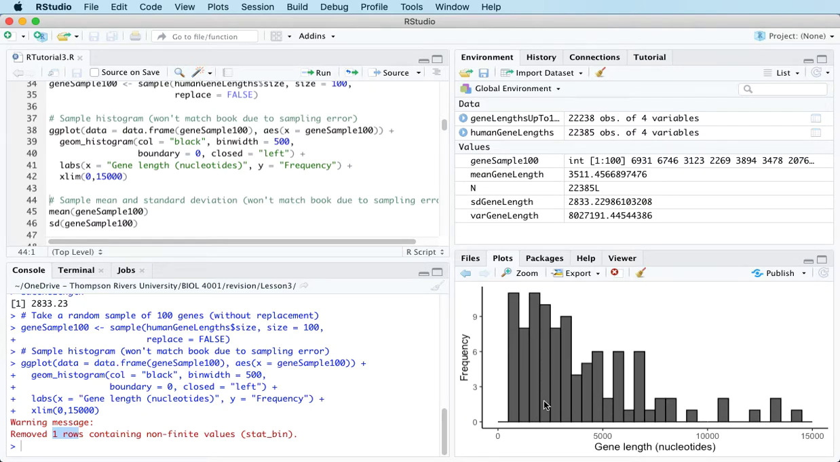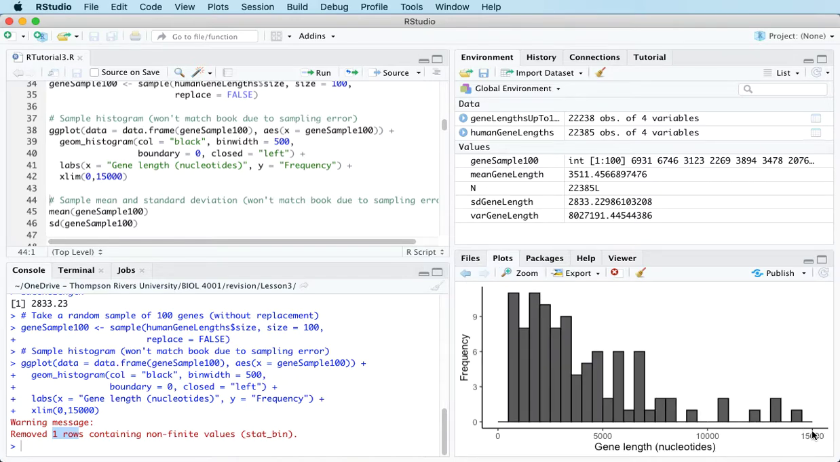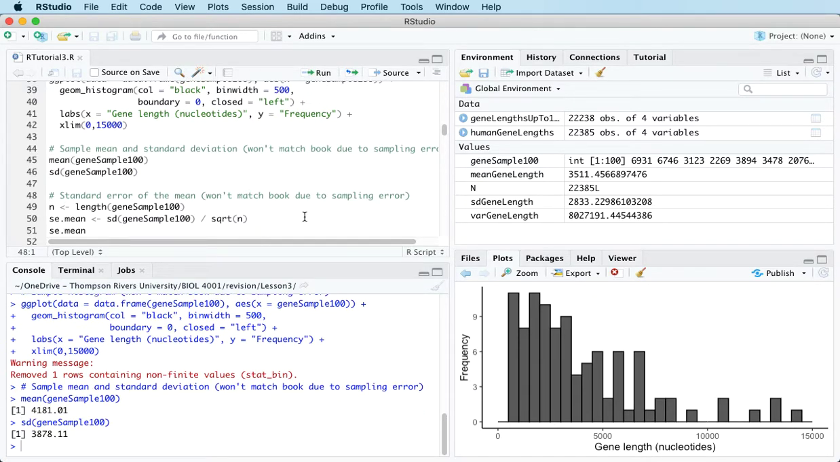And so in this case, because I want my histogram to match up with my population one, I'm truncating it at 15,000, and so this is simply telling me that in your sample you've got one value bigger than 15,000. Okay, so we have our sample now. We've taken a look at it in a histogram, and now I can calculate some sample statistics. So for example, the mean and the standard deviation.